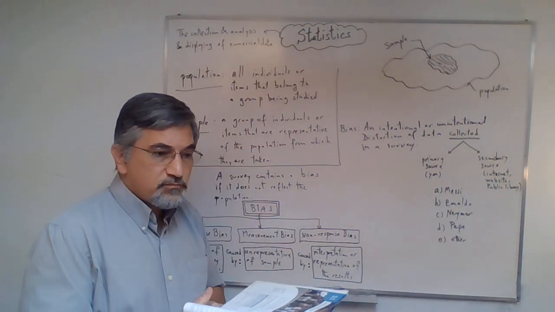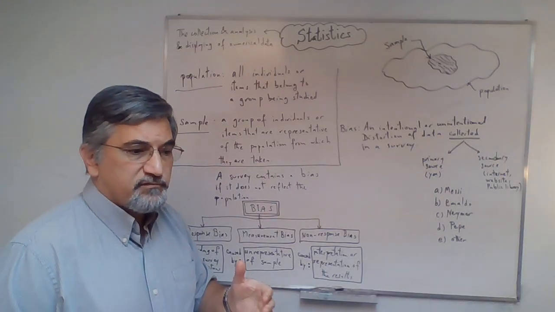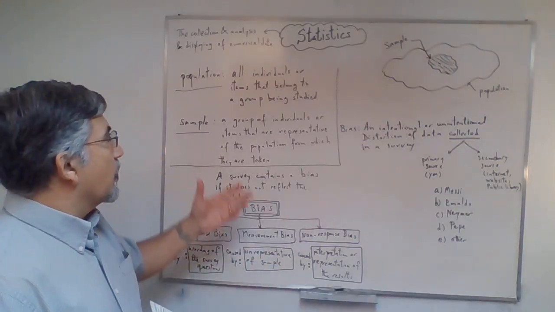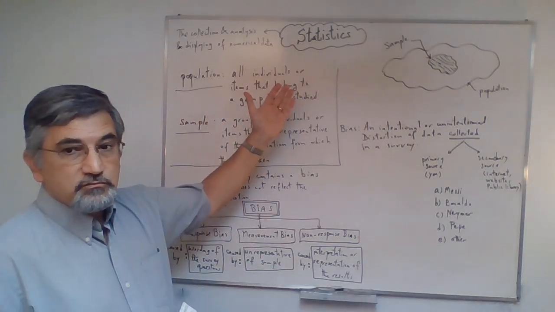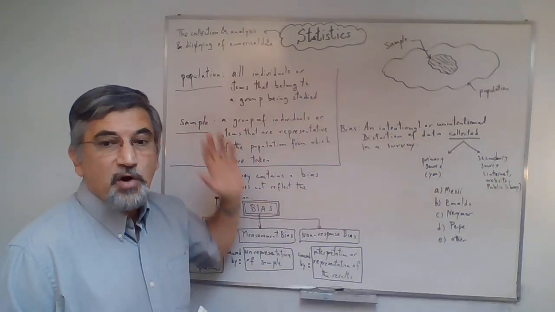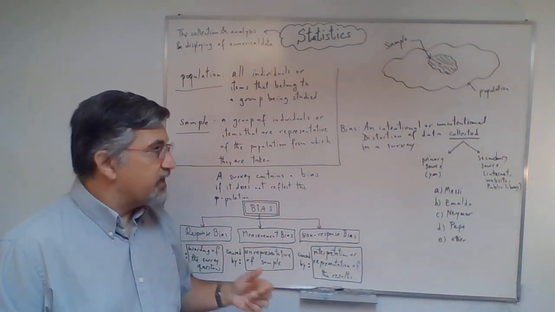Let's say you want to know how many people live in a given country, let's say in Canada. So all individuals that belong to a group being studied will be their population. So the whole entire population of Canada would be your population. Okay.